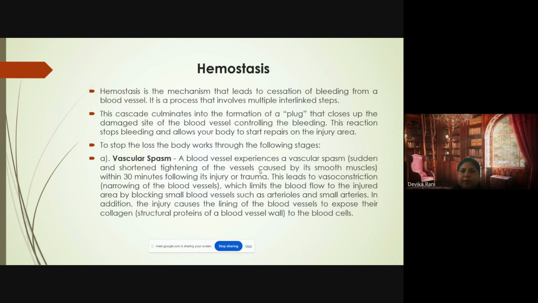This leads to vasoconstriction, or the constriction and narrowing of the blood vessels, which limits the blood flow to the injured area by blocking small blood vessels such as arterioles and small arteries. In addition, the injury causes the lining of the blood vessels to expose their collagen, the structural proteins of a blood vessel wall, to the blood cells.